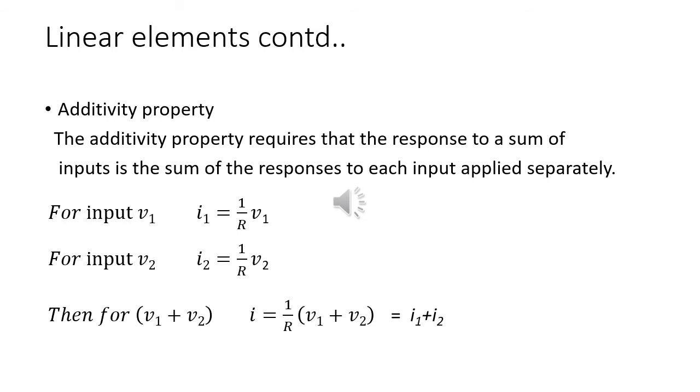So the additivity property requires that the response to a sum of inputs is the sum of the responses to the individual inputs applied separately. These two properties together, the scaling property and the additivity property, if they are obeyed by a particular element, you can say that element is a linear element. And these two properties together, we usually call the principle of superposition. So if an element obeys the principle of superposition, you can say that element is a linear element.